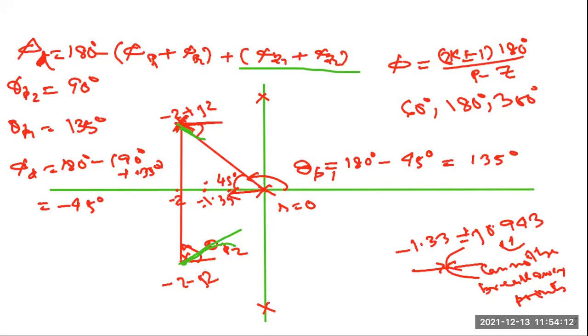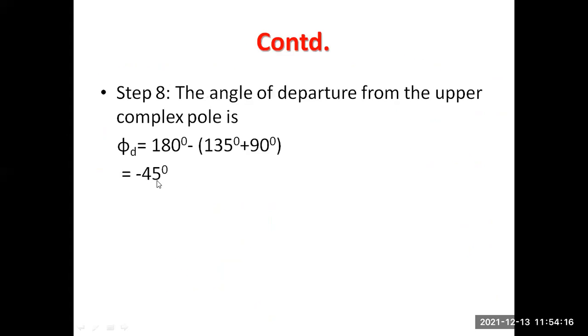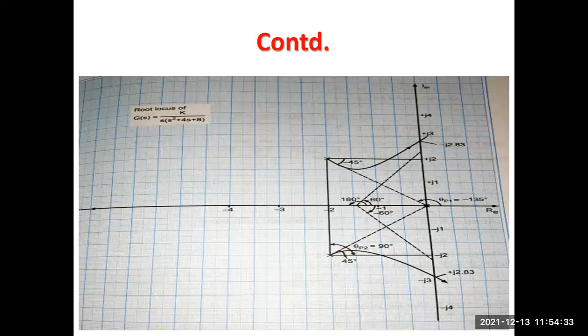Okay, fine. So minus 45 degree is the angle of departure. This is the way the angle of departure has to be calculated for any problem. If you apply this formula, the calculation remains the same. There will not be any change. I will show you that also. First I will draw how the root locus plot will look, and then I will show you.